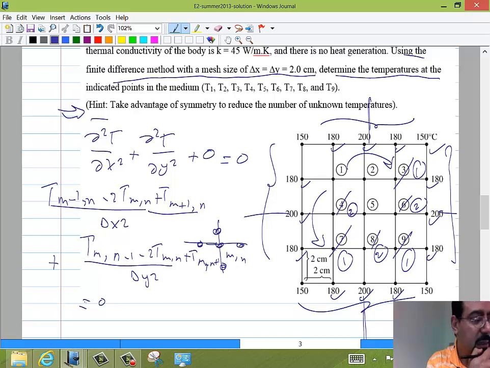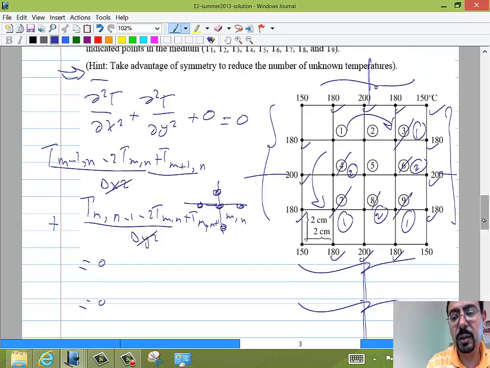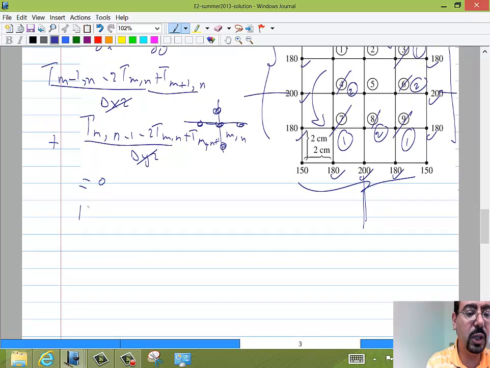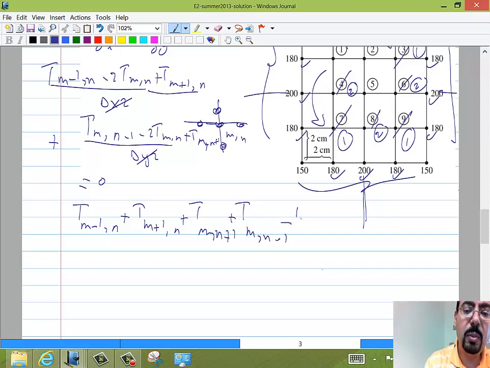And then you realize that delta x squared is the same as delta y squared, then this equation can simply become T(m-1,n) plus T(m+1,n) plus T(m,n+1), sorry, plus T(m,n-1) minus 4T(m,n) equal to 0.